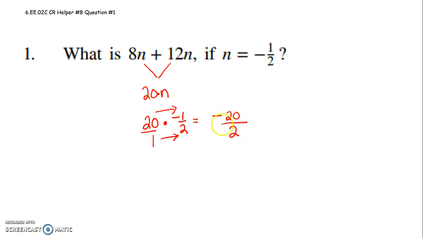Now this means negative 20 divided by 2. Okay, a negative divided by a positive is a negative. 20 divided by 2 is 10. So this would be negative 10.